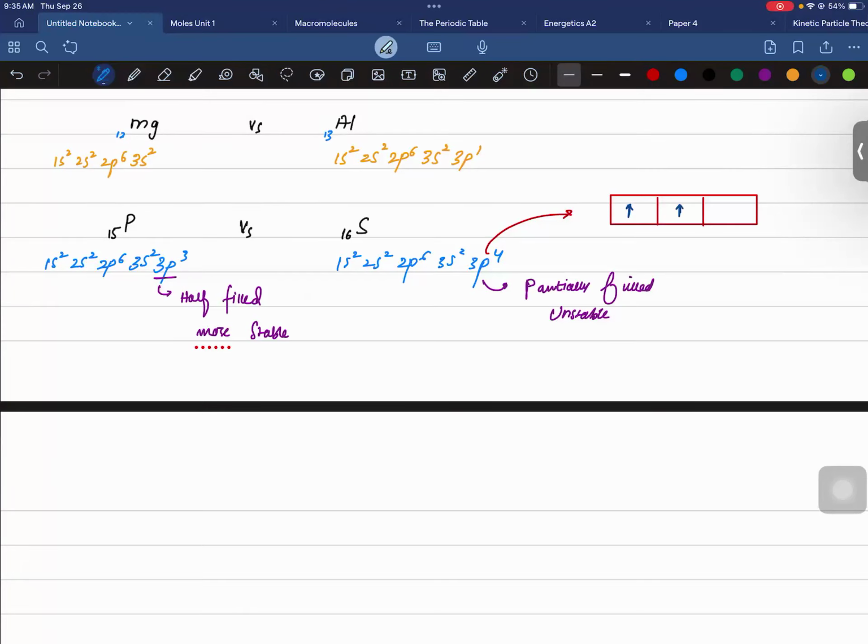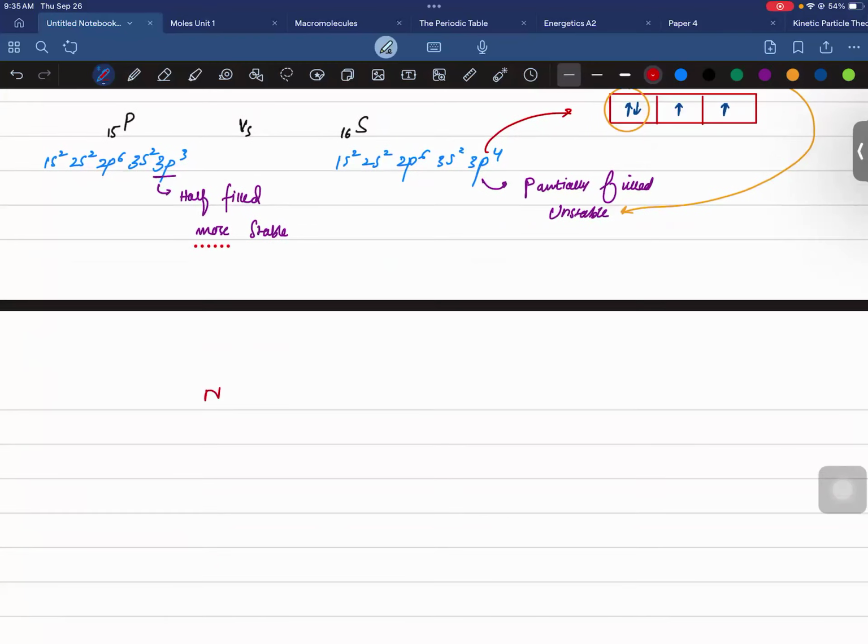1, 2, 3, and then 4. This is showing spin pair repulsion, which is making it unstable. You have to mention this point. This is very important. You have to mention that they are going to experience spin pair repulsion due to the presence of 2 electrons in the same orbital. So obviously, this is making it unstable. So due to this, I can say that the ionization energy for sulfur is lower than that of phosphorus. Okay.